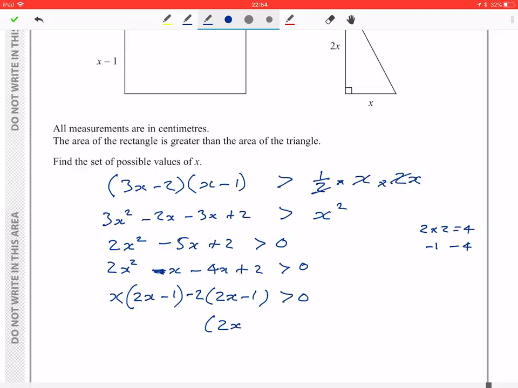And that means I've got a bunch of 2x minus 1s. How many have I got? I've got x minus 2 of them. And that's greater than 0.